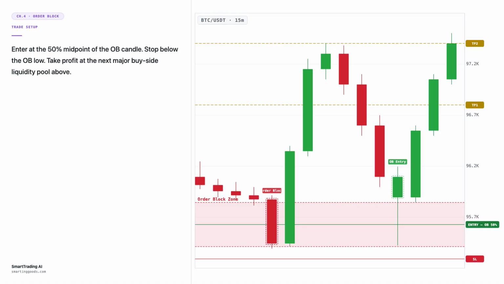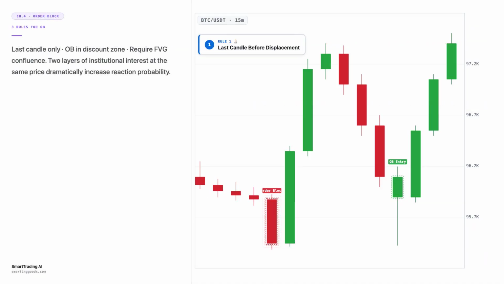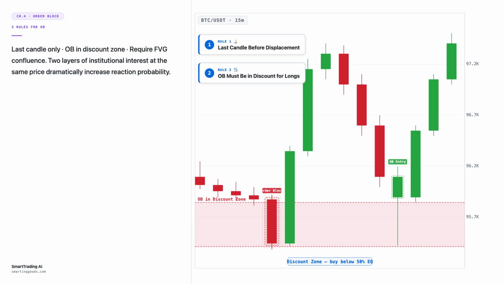3 rules to keep your order blocks clean. Rule 1. It must be the last bearish candle before the displacement. Not any bearish candle. The final one right before the impulse begins. Earlier candles do not carry the same institutional weight. Rule 2. For a bullish trade, the order block must sit in the discount zone of the current range, below the 50% equilibrium. Smart money buys in discount, sells in premium. Do not chase order blocks forming at premium prices.